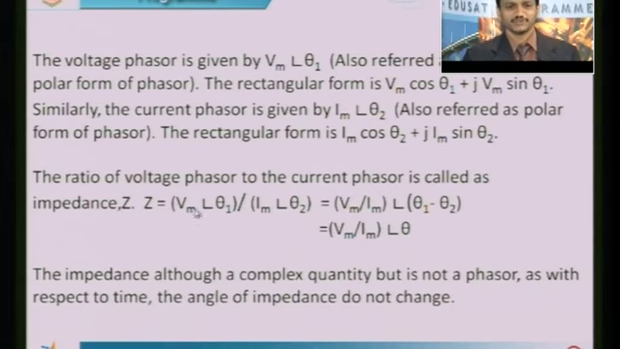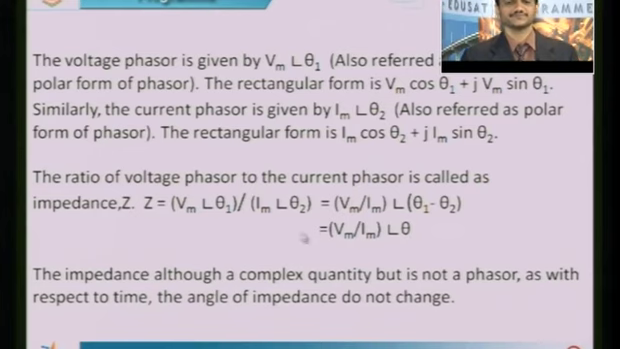Whatever we are representing here, the phasors of voltage as well as current, are at our reference time t equal to 0. Please remember that. Actually, their angles do vary with time, whereas the angle associated with the impedance does not vary with time. So, it is a complex quantity, no doubt, but it is not a phasor.